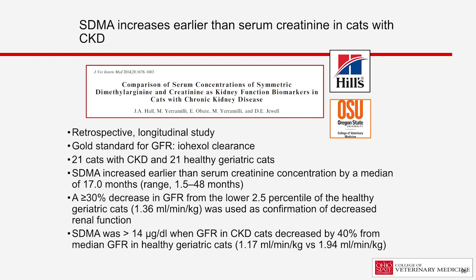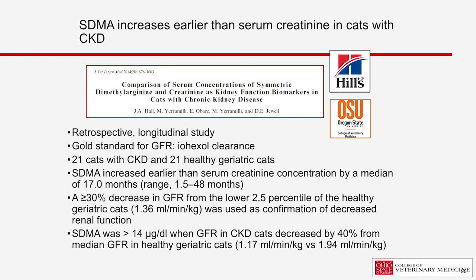And she'd said that I'm going to call a cat a CKD cat if it has a greater than 30% decrease in GFR from the lower 2.5 percentile of the healthy geriatric cat. So the 2.5 percentile would be the tail of that bell-shaped curve. You had to be 30% or more below that for her to call it CKD. And so that was her definition.